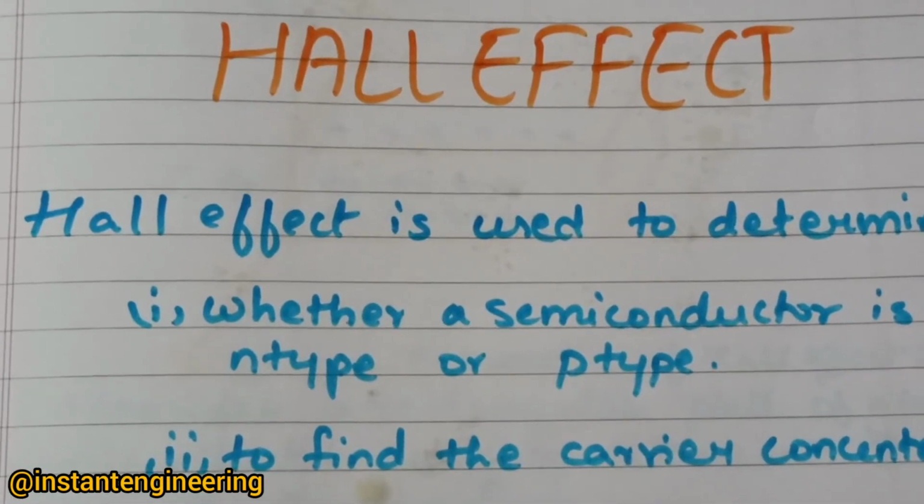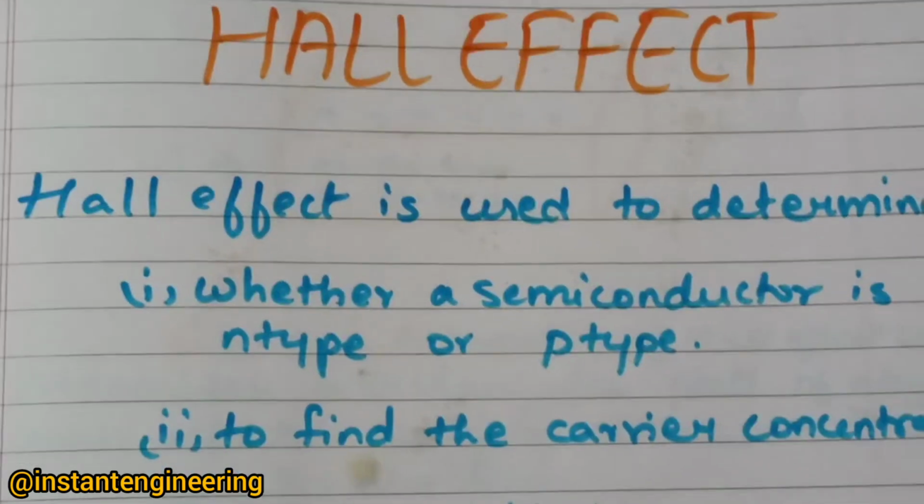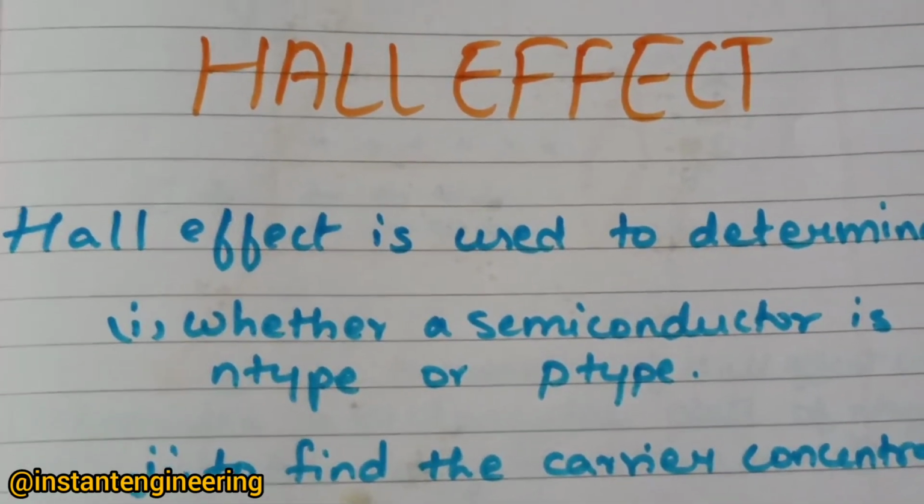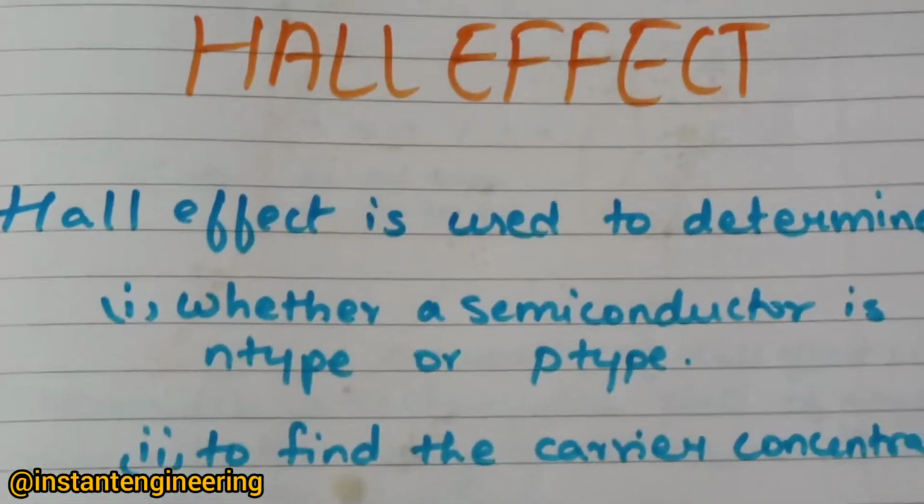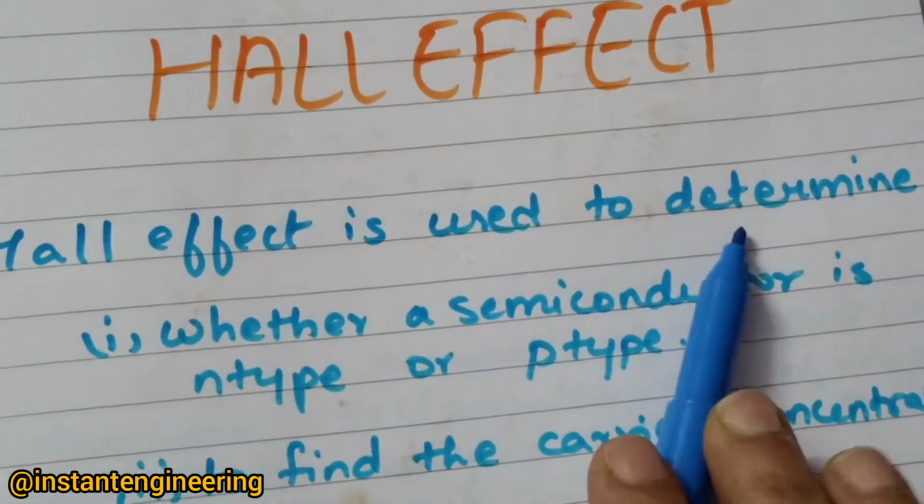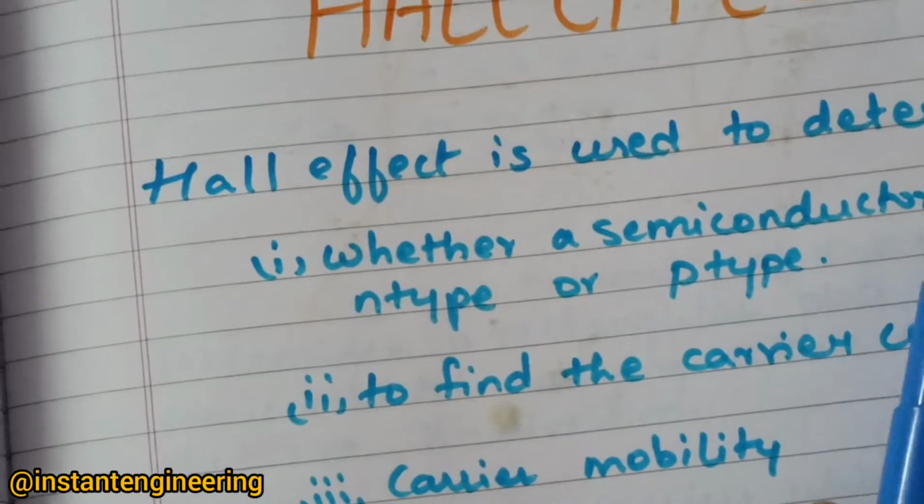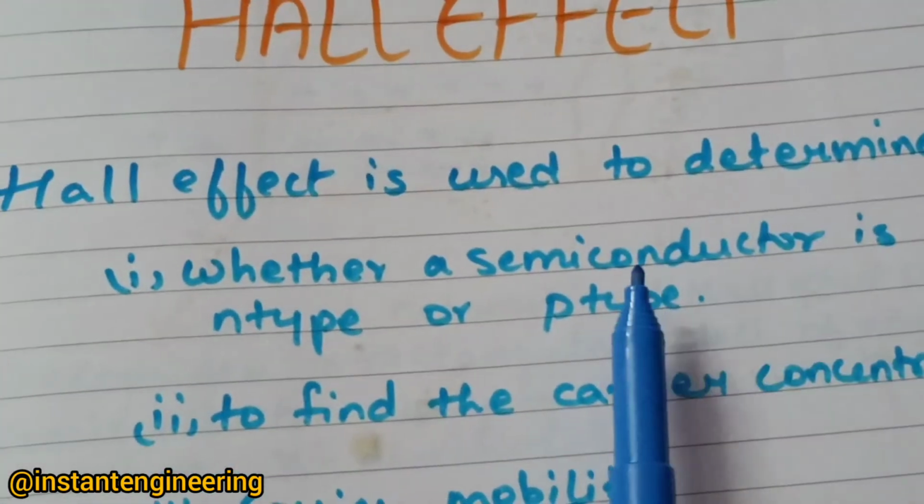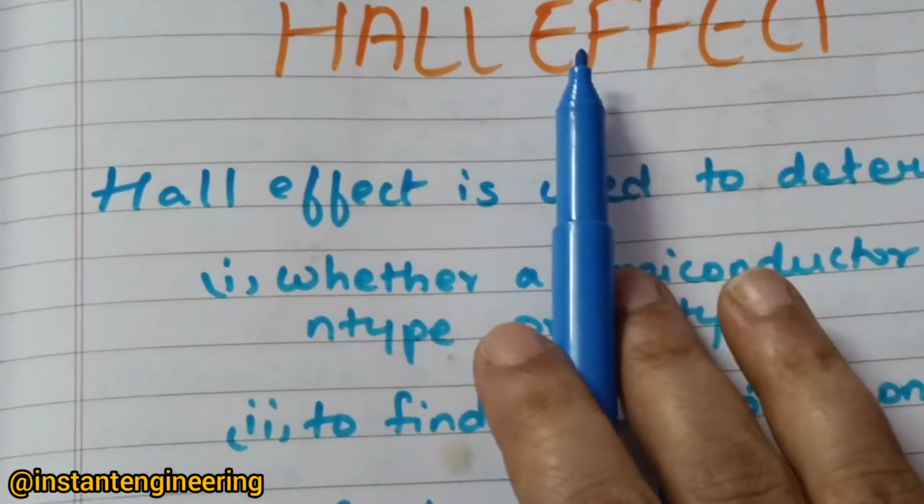So the next topic is Hall effect. Okay, this is one of the important derivations and it's a frequently asked question. So what exactly is this Hall effect? Hall effect is used to determine whether a semiconductor is N-type or P-type. To check whether this semiconductor is N-type or P-type, we can use this Hall effect.